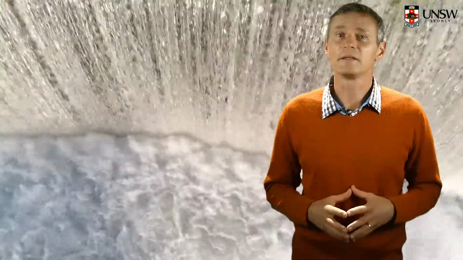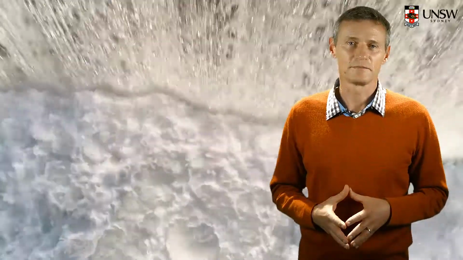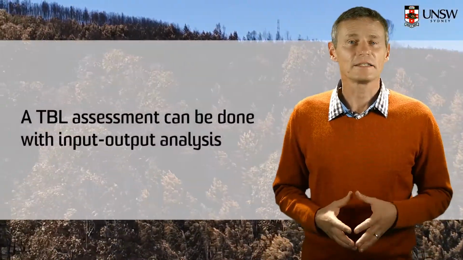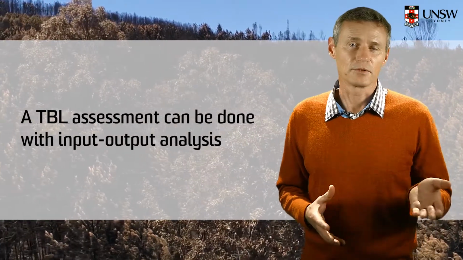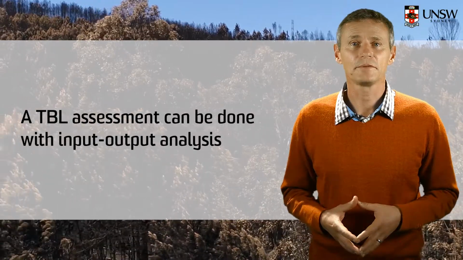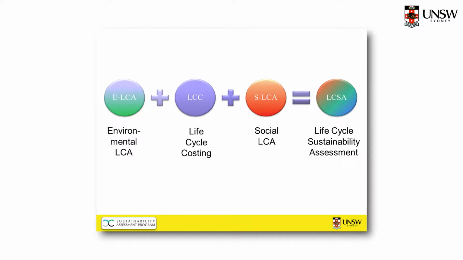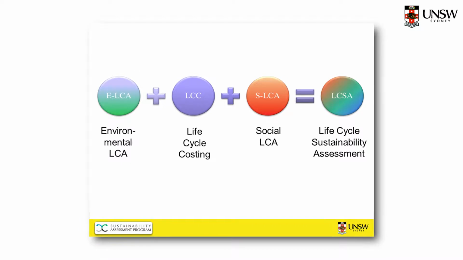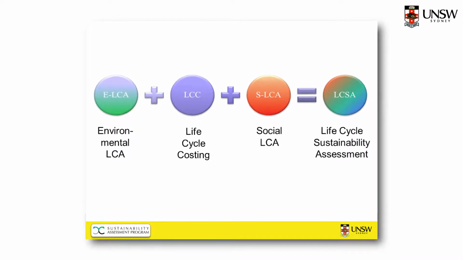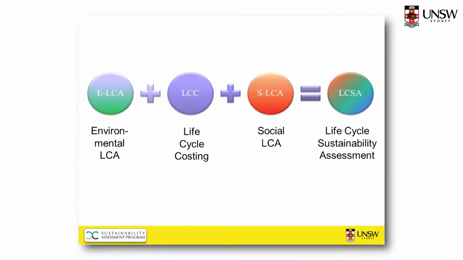In your second assignment in this course, you will be assessing the triple bottom line performance of different water supply options. A TBL assessment can be done with input-output analysis, and this is what you've done in your first assignment, for example, or it can be done with LCA, life cycle assessment. In that case, it is called life cycle sustainability assessment because it includes environmental LCA plus life cycle costing plus social LCA.